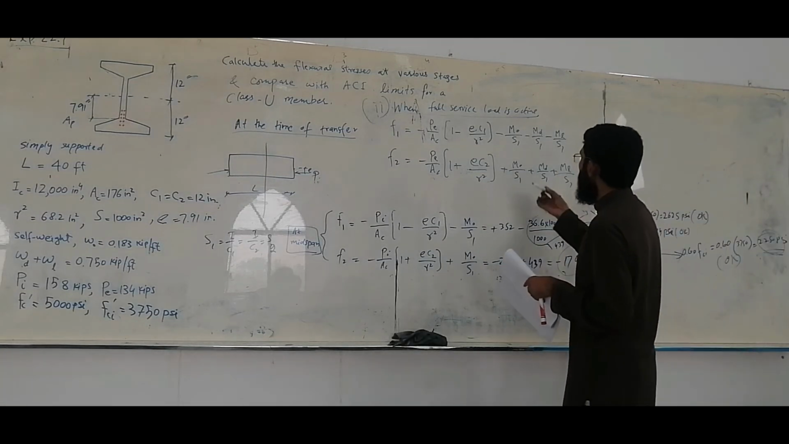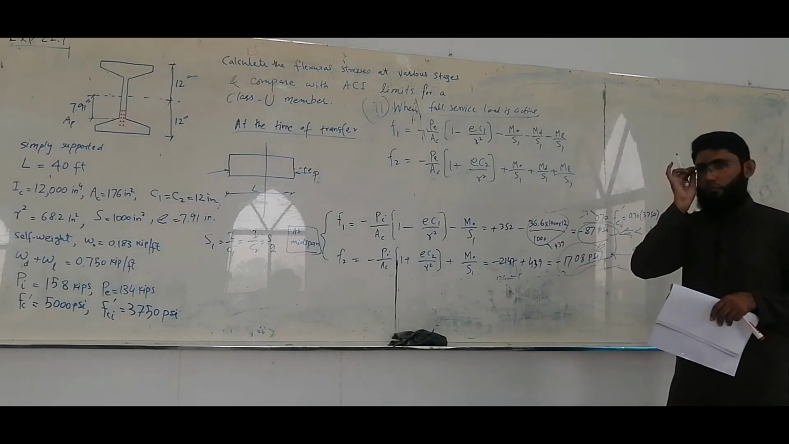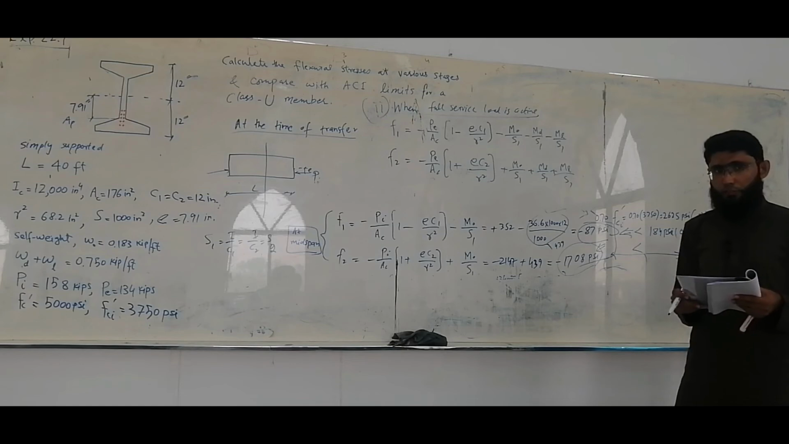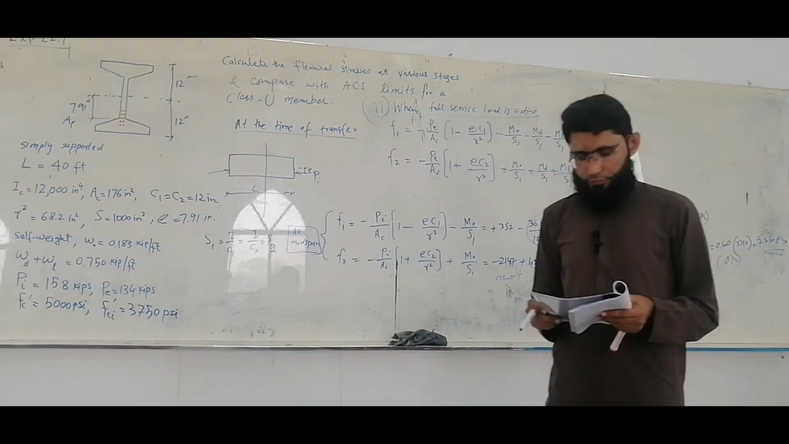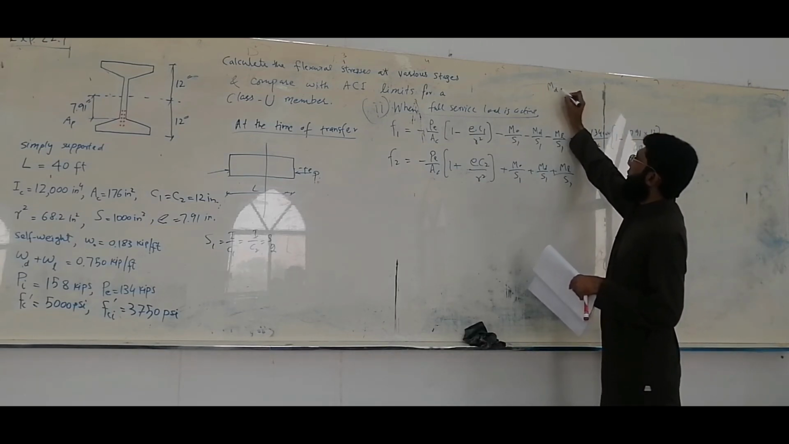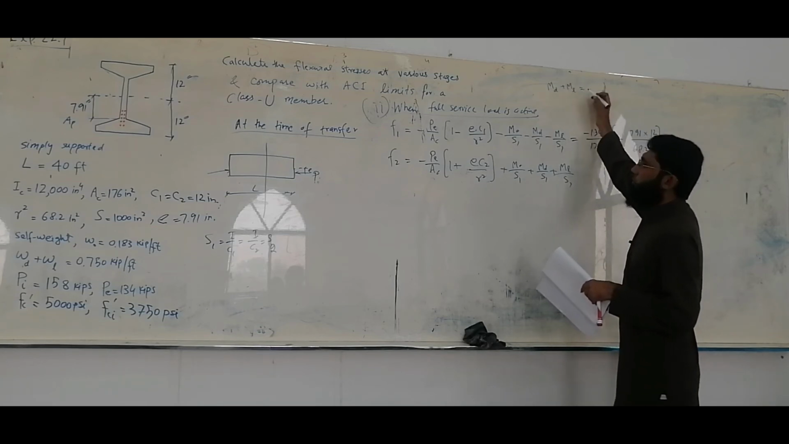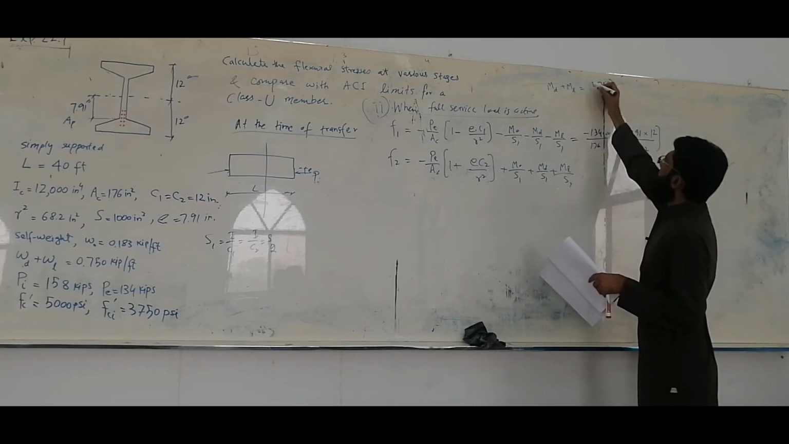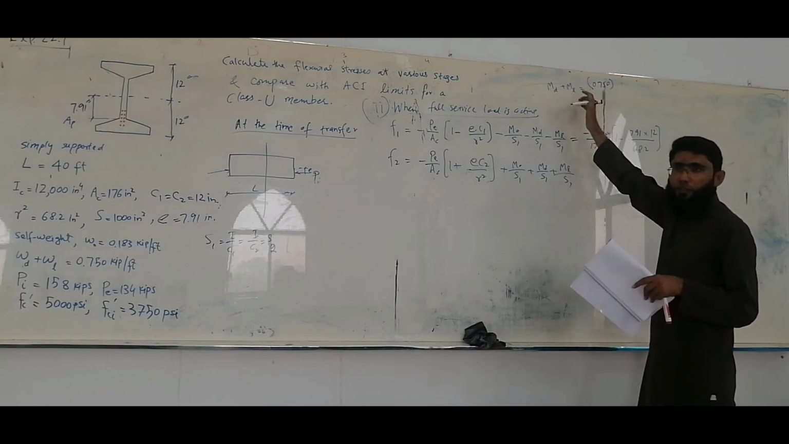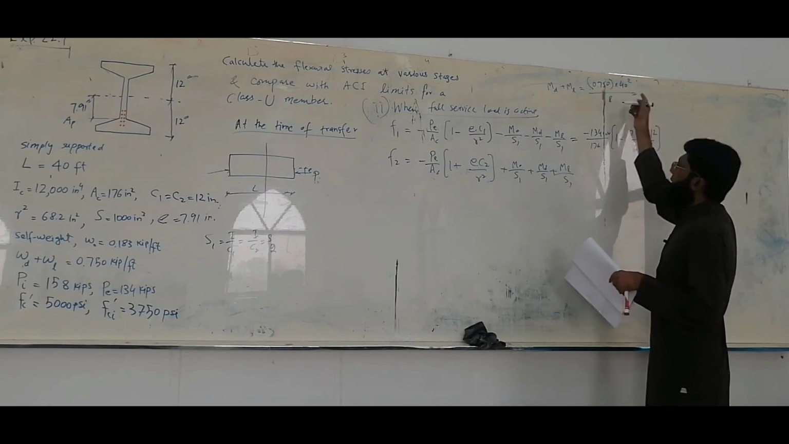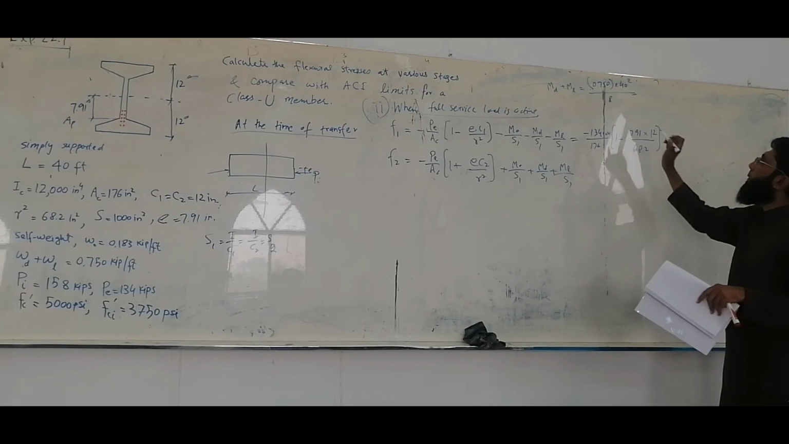All right. So now you just need to put the values. Just confirm that you will get the answers you should get. You may have to calculate MD and ML. Okay, so I'm going to calculate them together because the total value is given. So I'm going to use 0.750, the intensity of the UDL due to dead and live together, times 40 squared, 40 is the span, by 8. So this is WL square by 8. Okay. What is the answer?